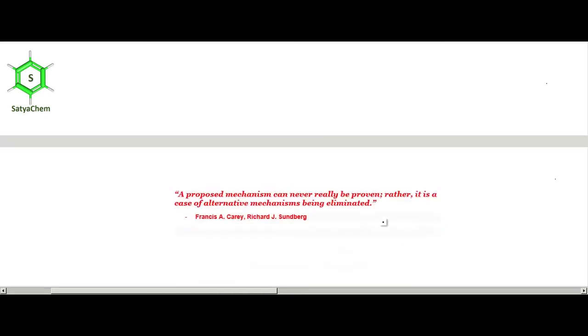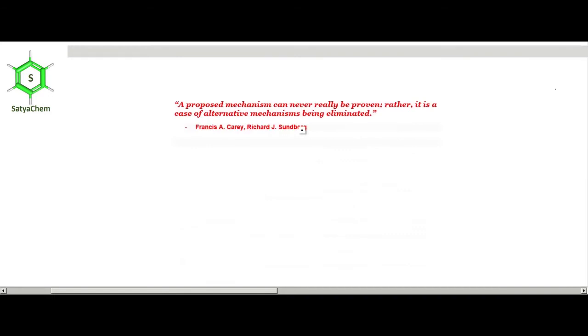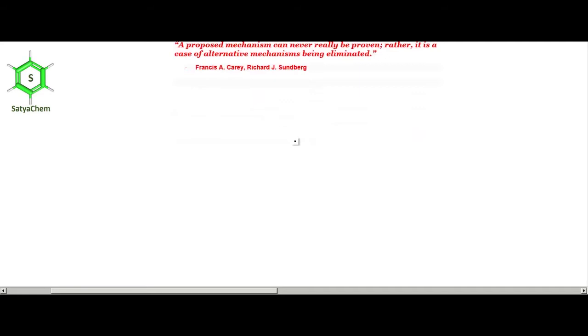Today I am going to take a very basic class on organic reaction mechanism, which is a chemical description of how a reaction takes place. I recommend a line from an organic reaction mechanism book written by Carsten. The line is, a proposed mechanism can never really be proven. Rather, it's a case of alternative mechanisms being eliminated. Now let's come to very basic reaction mechanism.